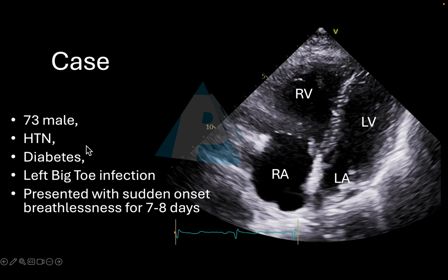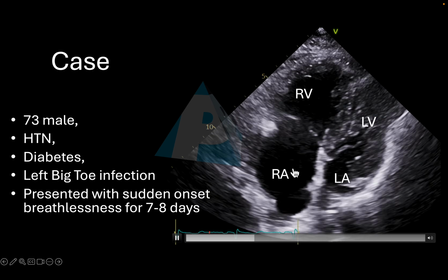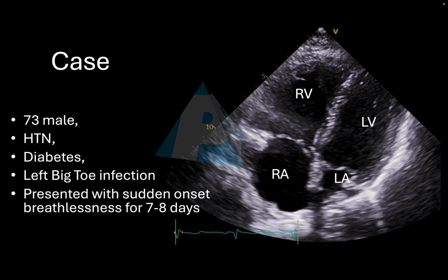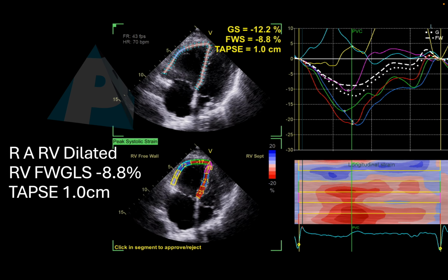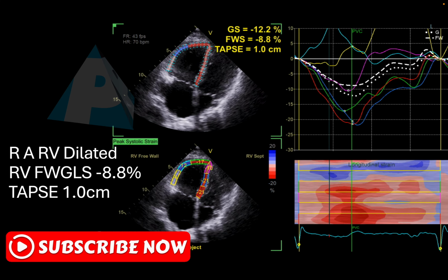With you, a case of a 73-year-old male, hypertensive, diabetic, but the main issue was he presented with dyspnea for the last about 7-8 days. When we saw RA and RV dilatation and a hypokinetic RV, we immediately suspected pulmonary embolism. We looked at the legs and there wasn't any swelling, but the TR was moderate and there was severe pulmonary artery hypertension based on a TR velocity of 3.4 meters per second. The GLS of the RV was bad, so was the TAPSE, indicating severe RV dysfunction.